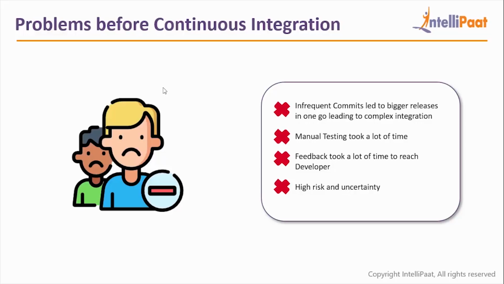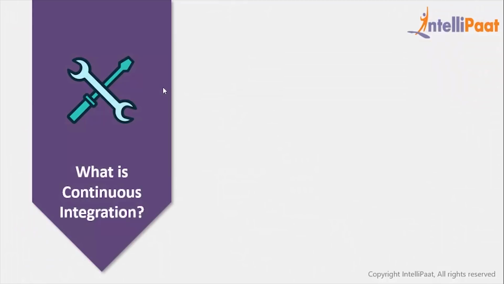It always took a lot of time to make changes in an already existing application, right? So these were the problems before continuous integration, and we had to solve this time problem so that our release cycles become shorter, our work becomes more accurate, and because of this we came up with continuous integration. So what is continuous integration exactly?